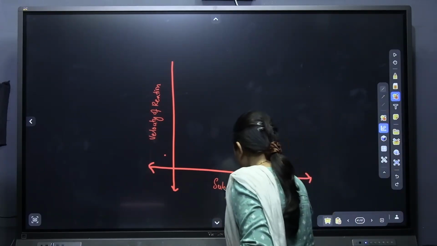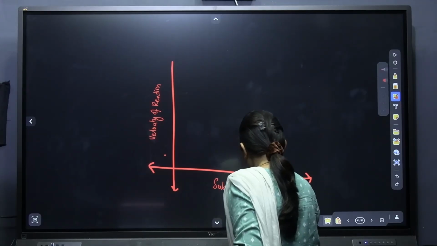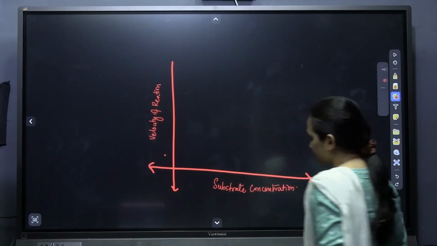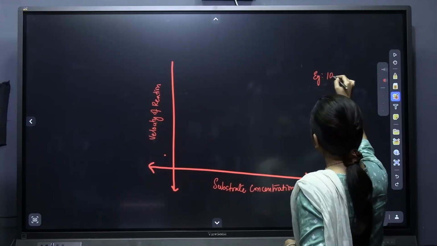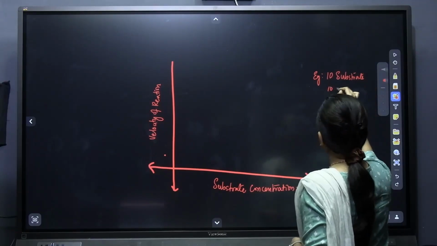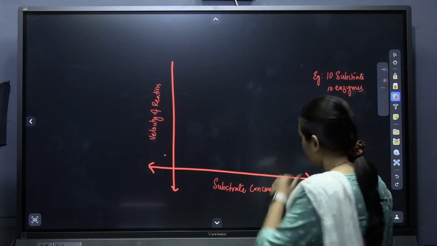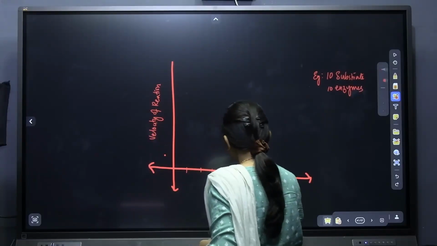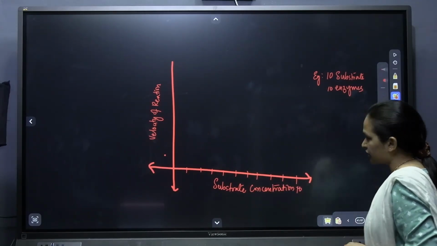Okay, this is substrate concentration. Let's assume we have 10 substrates and 10 enzymes. So if this is substrate 1, 2, 3, 4, 5, 6, 7, 8, 9, 10, the substrate is constant, we have only 10 substrates.